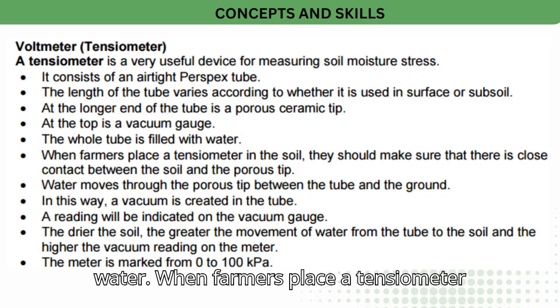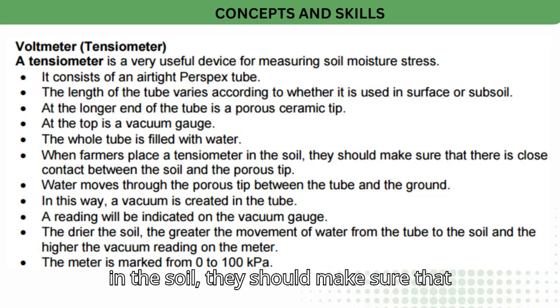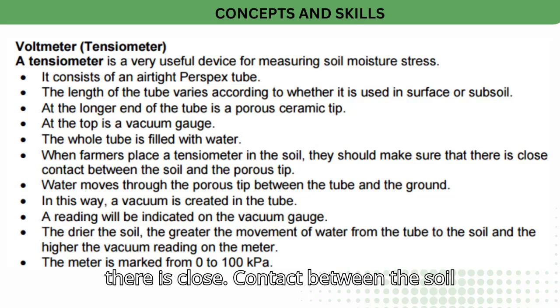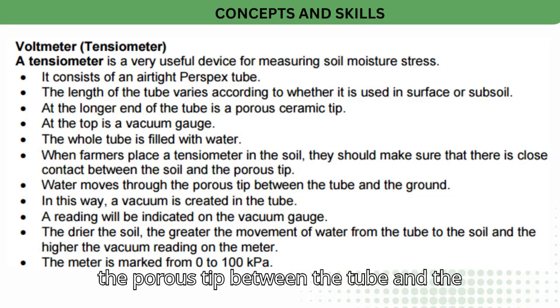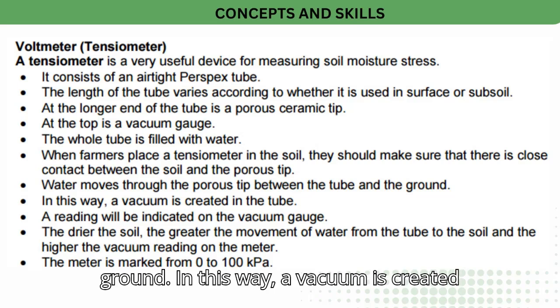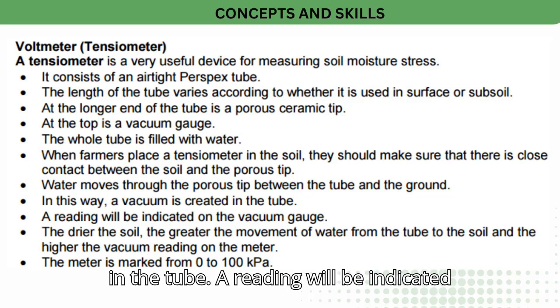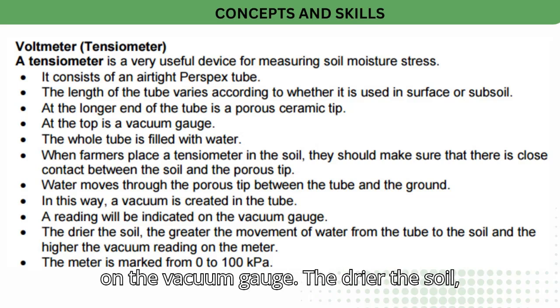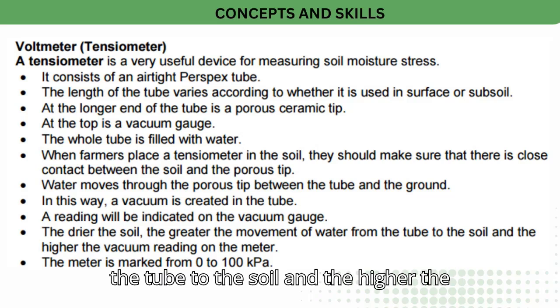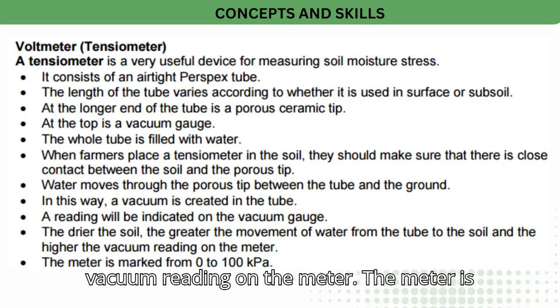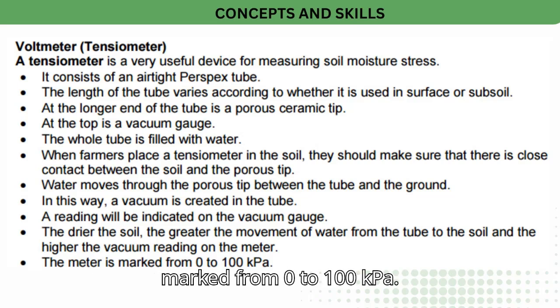When farmers place a tensiometer in the soil, they should make sure that there is close contact between the soil and the porous tip. Water moves through the porous tip between the tube and the ground. In this way, a vacuum is created in the tube. A reading will be indicated on the vacuum gauge. The drier the soil, the greater the movement of water from the tube to the soil and the higher the vacuum reading on the meter. The meter is marked from 0 to 100 kilopascals.